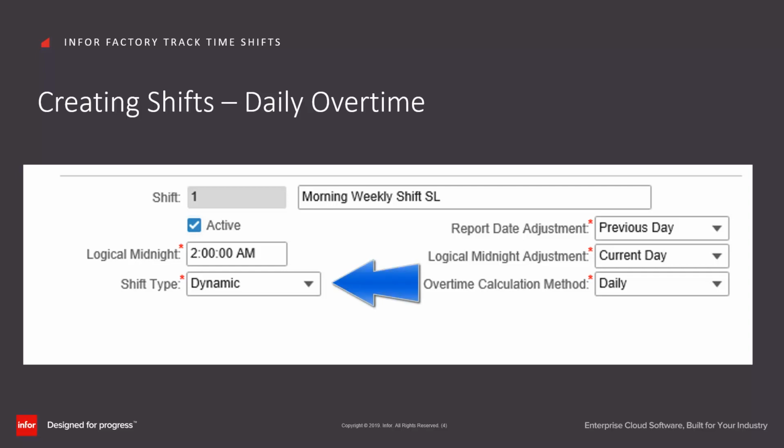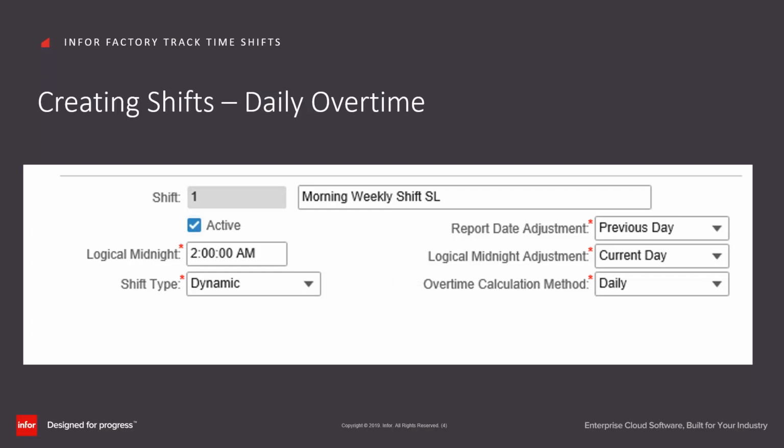The shift type specifies whether hours will be categorized for overtime based on the number of hours entered or based on the time of day the hours are booked for. A dynamic shift starts the count regardless of when the hours are entered. A static shift will determine the characterization based on the time of day the hours are entered for. There are 4 overtime calculation methods. These are daily, daily and weekly, weekly, and California.